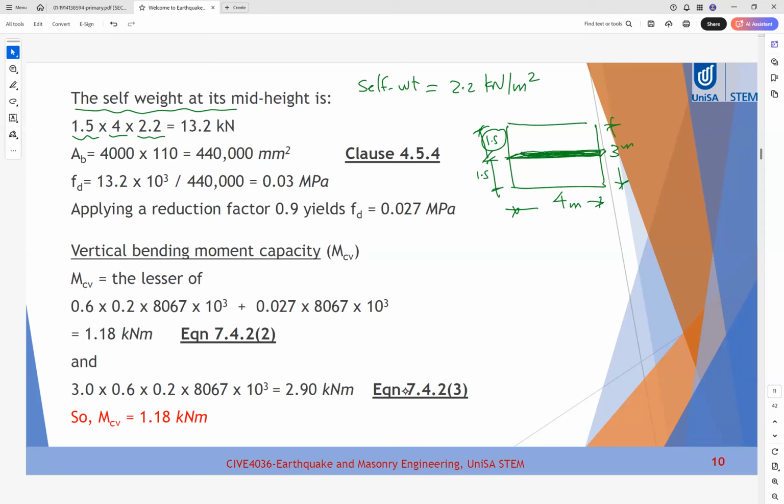So we are looking at self weight here, and we need to find the resultant. So it will be the height of half of the wall, or h of the wall over 2, times the width of the wall w, times the self weight in kilonewton per square meter. This gives us a value of 13.2 kilonewton.